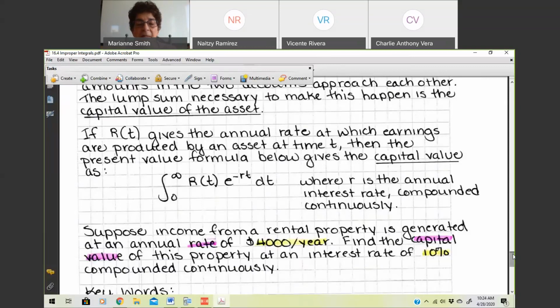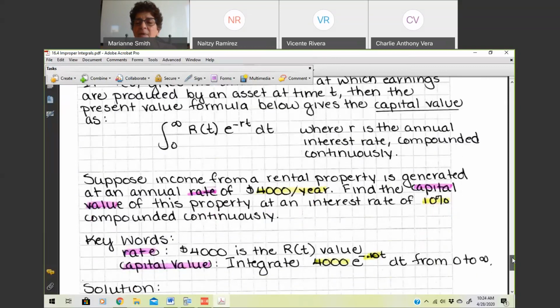So let's take a look at an example. Suppose the income from a rental property is generated at an annual rate of $4,000 a year. So it's a constant. Find the capital value of this property at an interest rate of 10%, compounded continuously. Yes, this must have been back in the late 90s, because again, interest rates are nowhere near this high. So here are the key words. Rate: 4,000 is the R of t function, and it's a constant. You would have to pay attention to whether or not they told you R of t was linear or exponential. You would have to build R of t. Here it's easy because it's a constant.